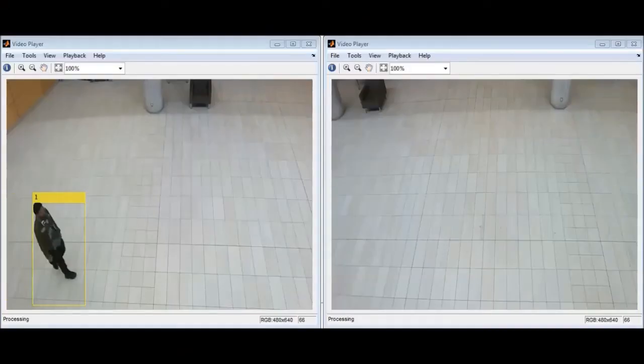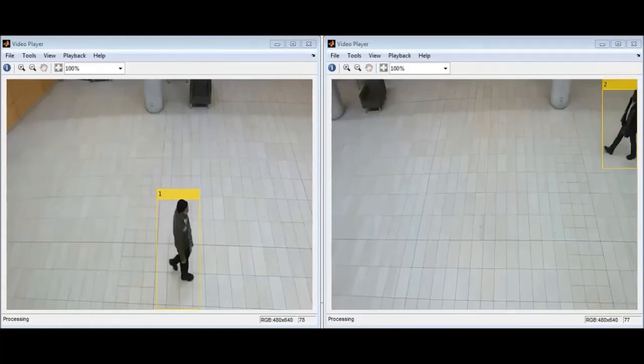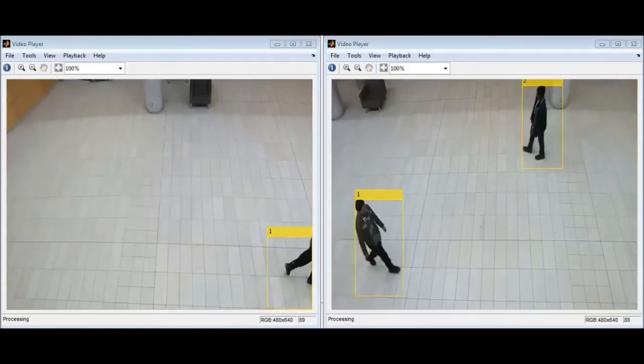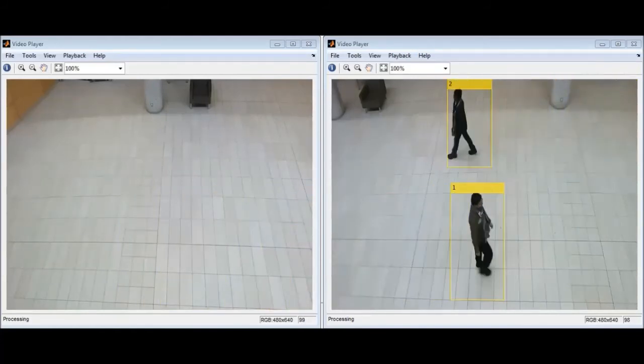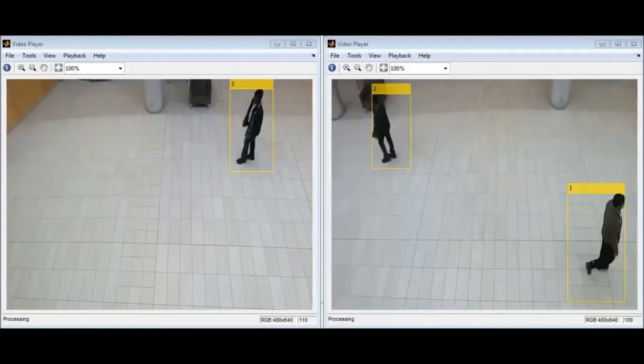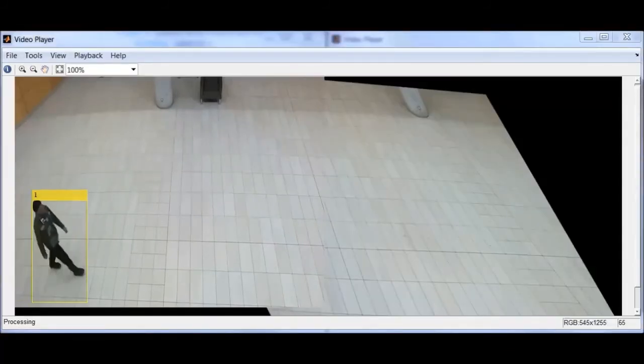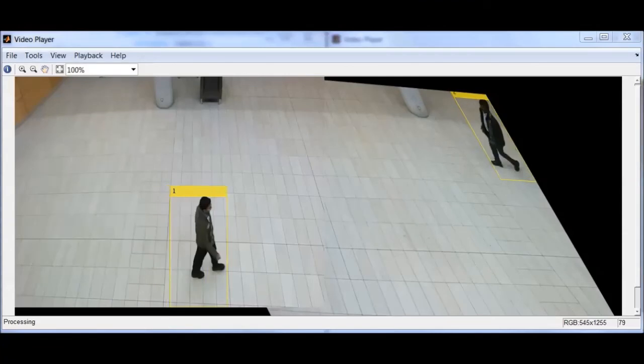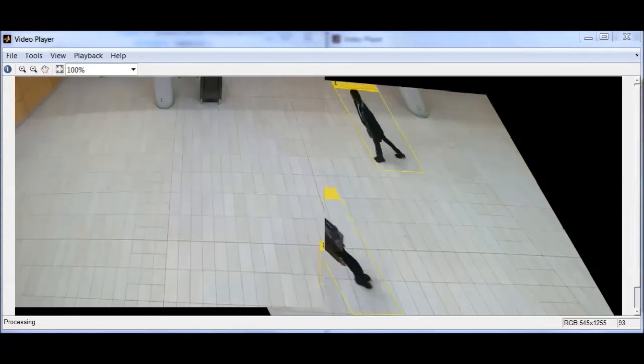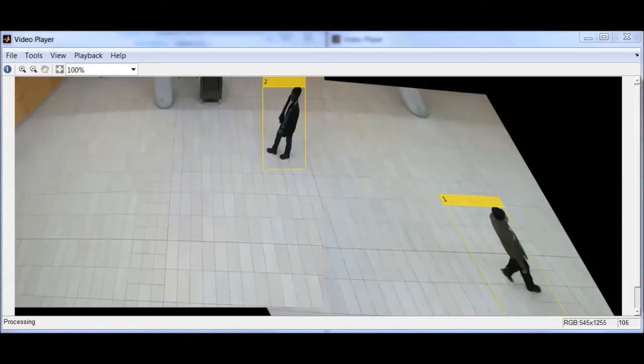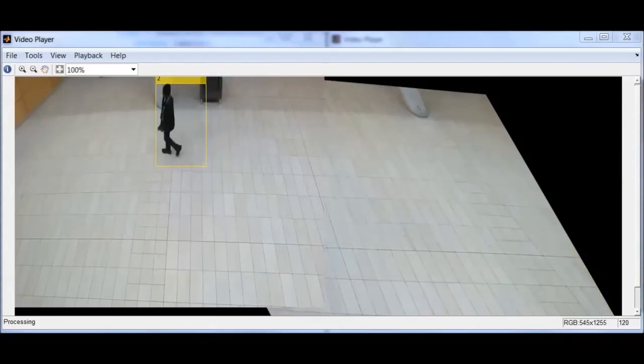As you can see in this video, the target at the bottom maintains the same tracking ID when crossing from one view to another. The same happens to the target on top. This video shows the tracking of targets in the global view. It can be seen how each person always maintains the same tracking ID.